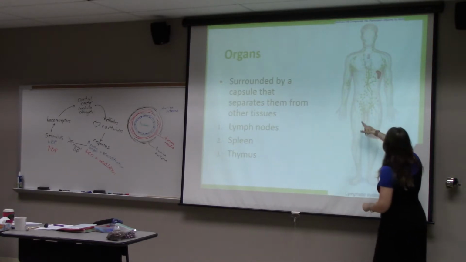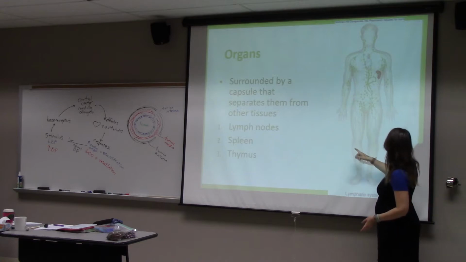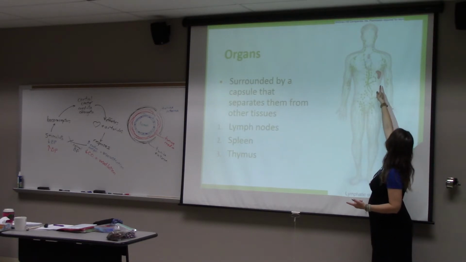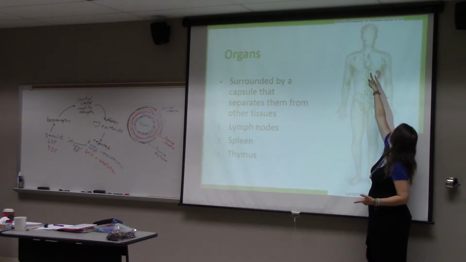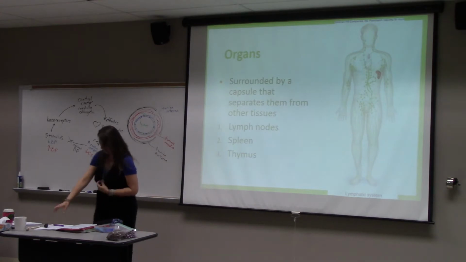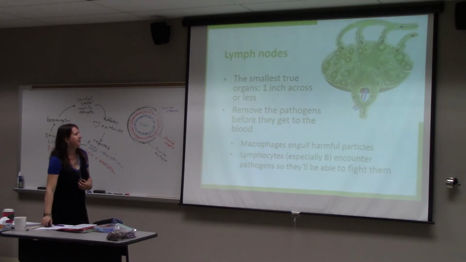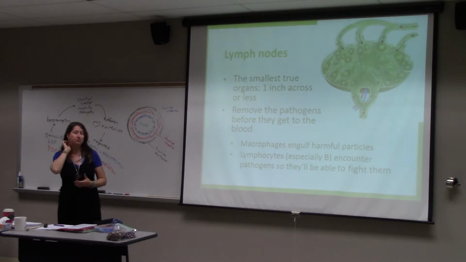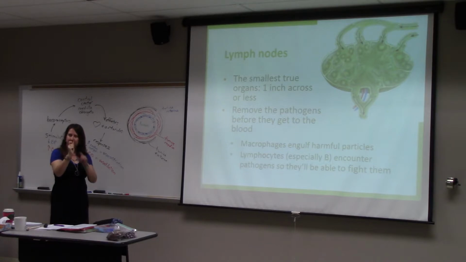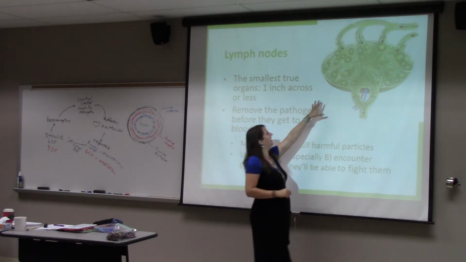On here, all of these green ovals are lymph nodes. The green stripes are the lymphatic vessels. Here's the spleen, and there's a little thymus above the heart. Lymph nodes are the smallest things that are truly considered organs. The largest ones are only about an inch across. This is what they look like.